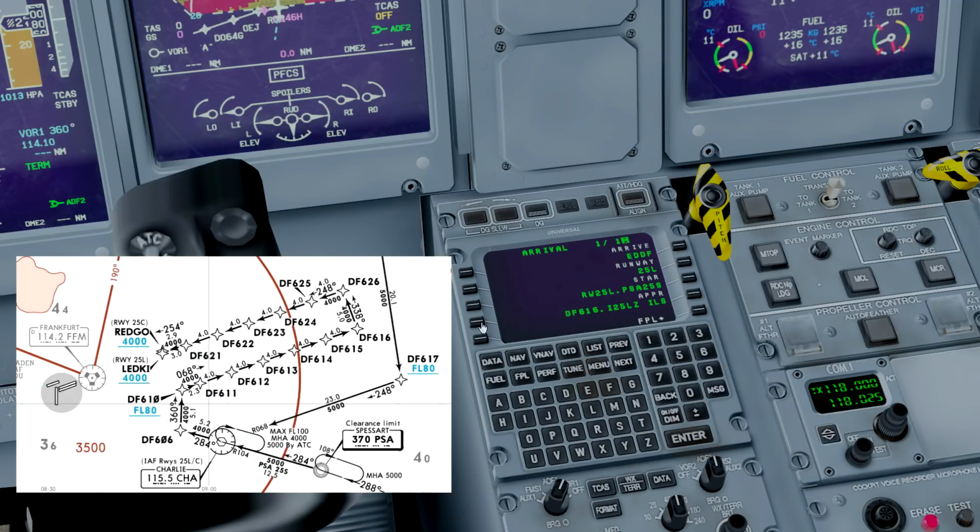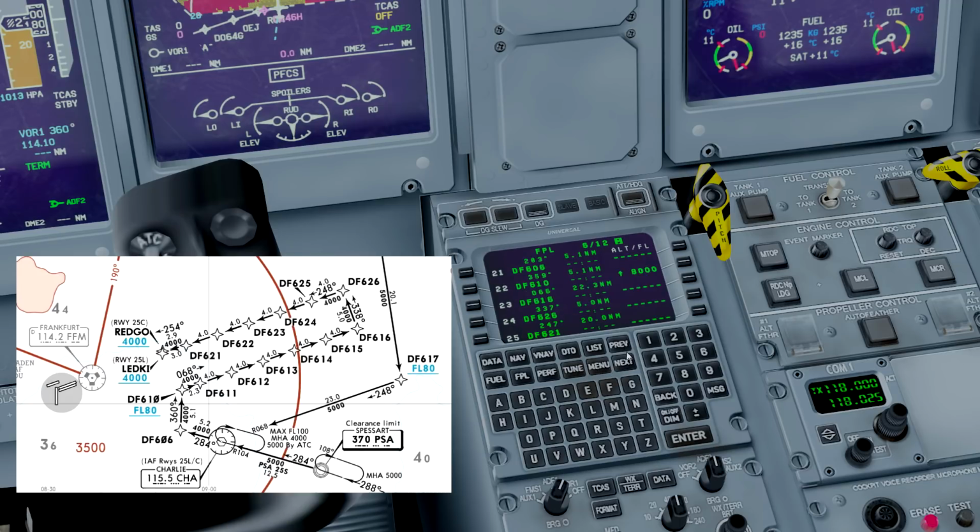So if we click the flight plan button on the right, as you can see, we now have our complete flight plan in here, including the entire arrival into Frankfurt. Now, there might be some discontinuities in here, so you have to make sure that you check the charts right here in order to make sure that's entirely correct.